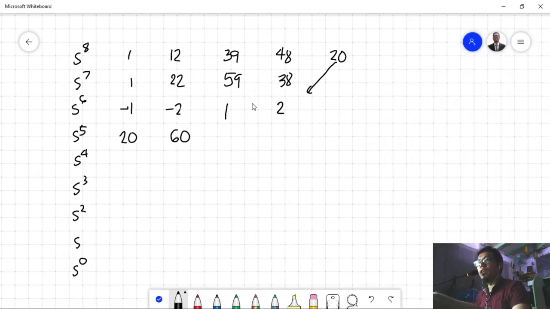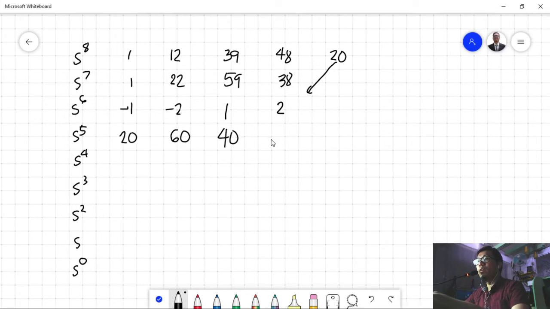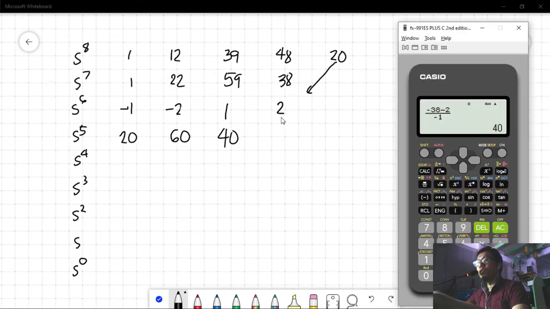And then the next one is negative 38 minus 2 divided by negative 1. That should give us 40. Okay. You have 40 here. And then yung susunod niyan is 0 na kasi 0 to. So this is 0. Okay.